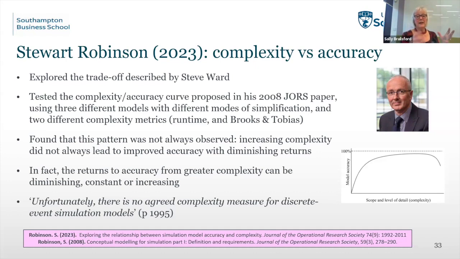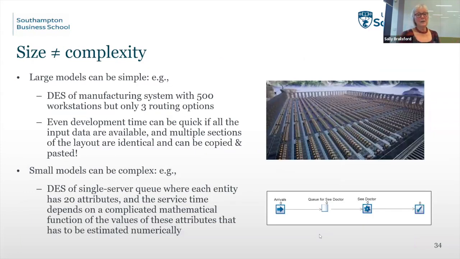So he actually tested this out in his more recent paper with 3 different models, and found that that curve is not always the case. In fact, you can get anything. You can sometimes get increasing accuracy as you get more complex. Sometimes you can get decreasing, and sometimes it's the same. And of course, size is not the same as complexity, because you can have very, very large but simple models.